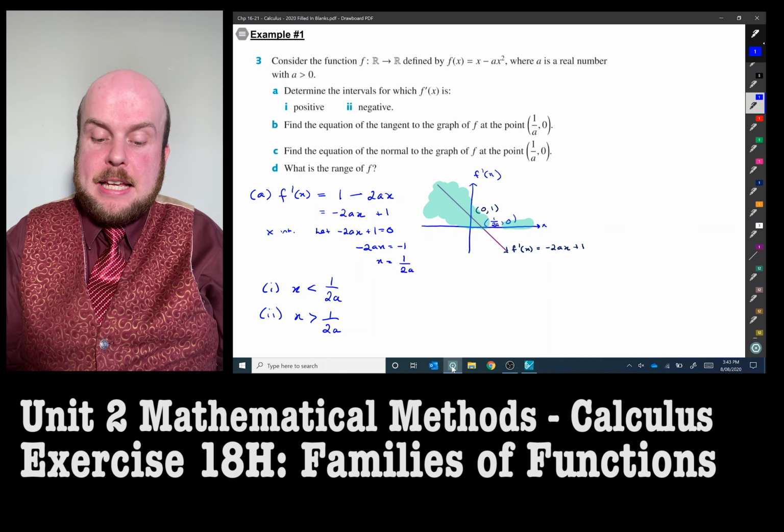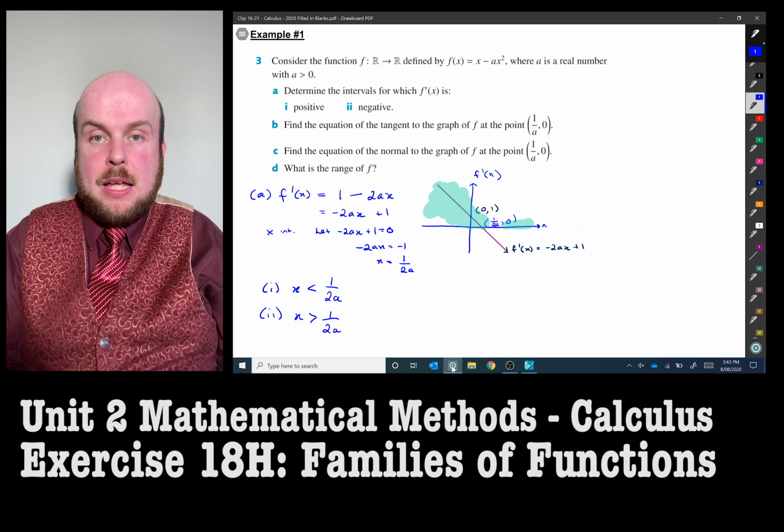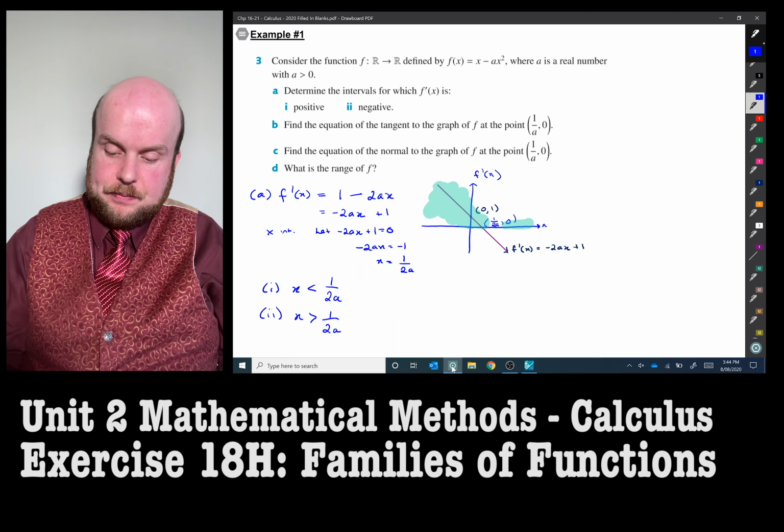Part B, find the equation of the tangent to the graph of f at the point 1 over a, 0. So we're going to find the derivative. We're going to substitute x equals 1 over a, and then we're going to use that to find the tangent line accordingly. The tangent line will have some a's in it.